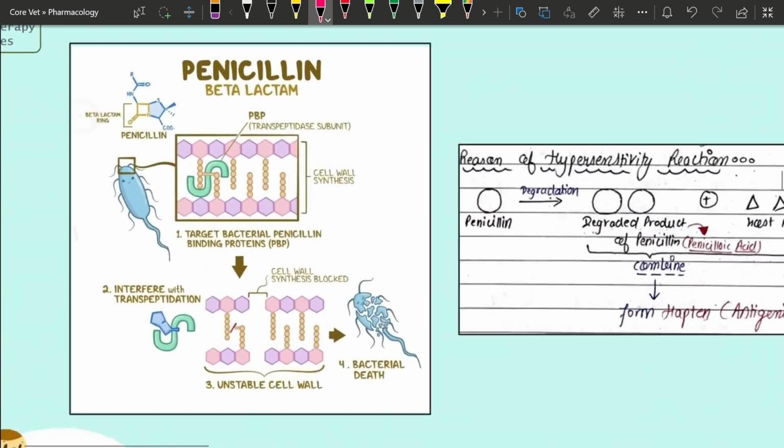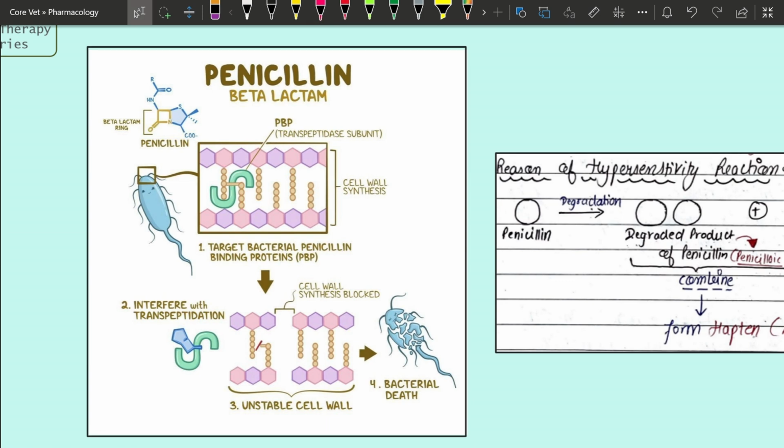So you can have a picture over here about the penicillin. Here was the penicillin binding protein on the surface of the bacteria, and the cell wall synthesis is going to be inhibited, which will lead to the inhibition in the cell wall synthesis, and obviously it will lead to the death of the bacteria.